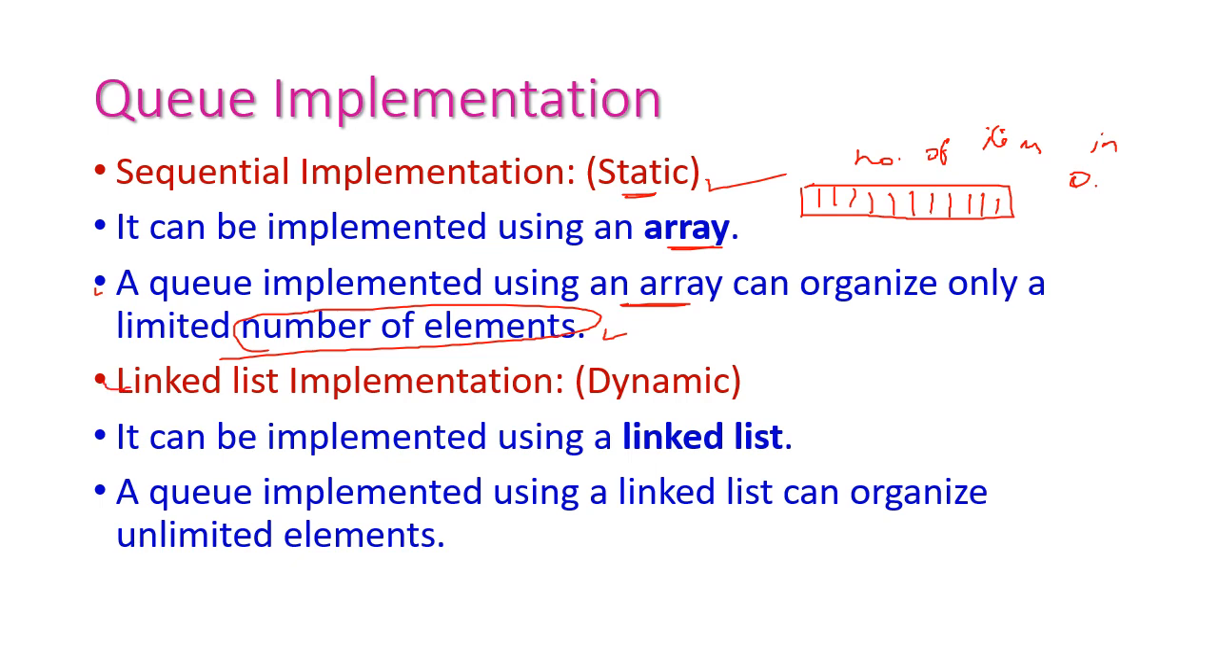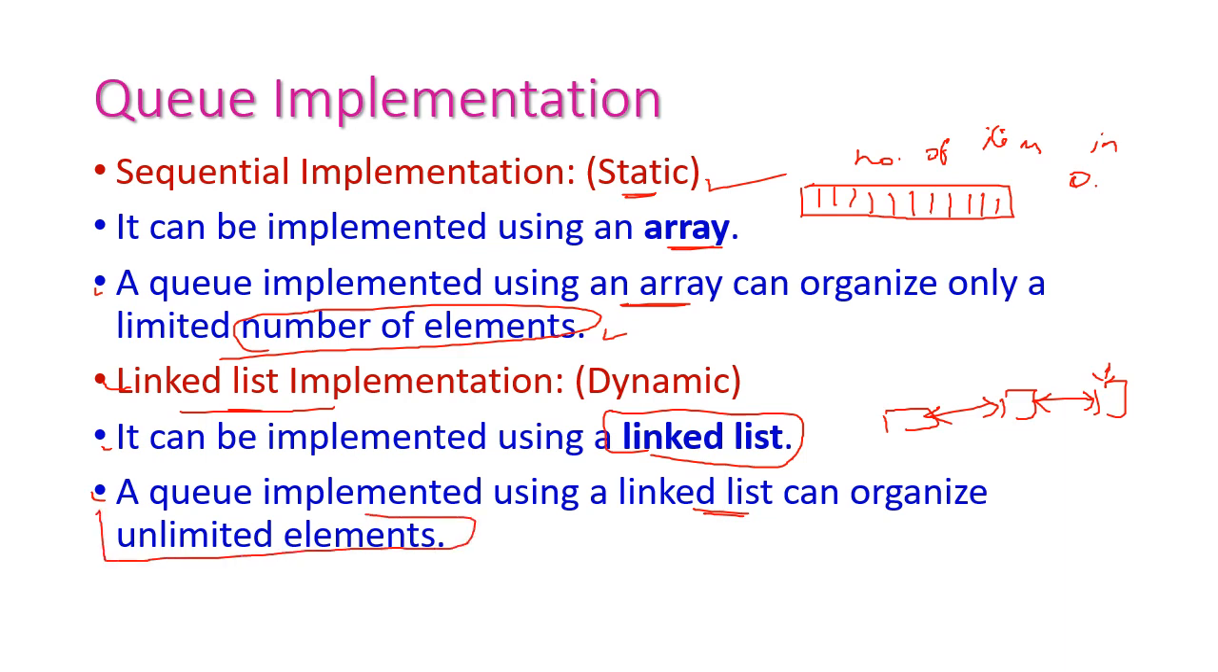The next one is dynamic implementation, that is linked list implementation. Here, it can be implemented by using linked list. That is, a sequence of nodes will be connected to each other, and whenever there is a free space, in that place we can create our node. The queue implemented using linked list can organize unlimited elements because dynamically, if we want, we can create a node. So this is dynamic implementation. So two types of implementation we have: one is sequential and second one is linked implementation.